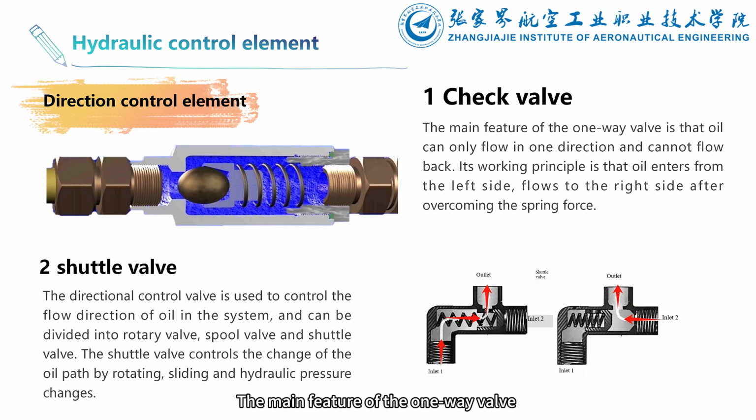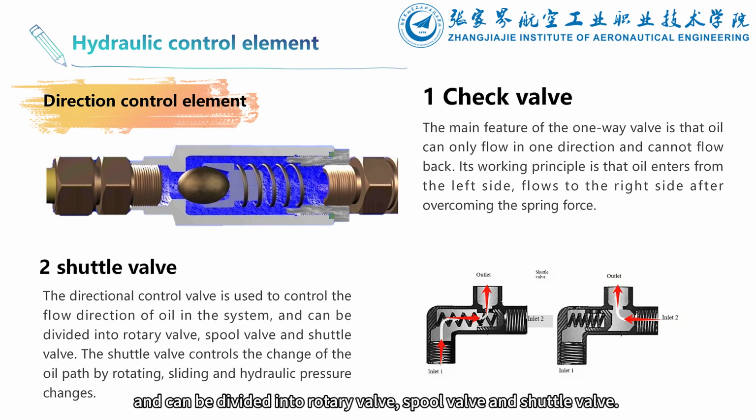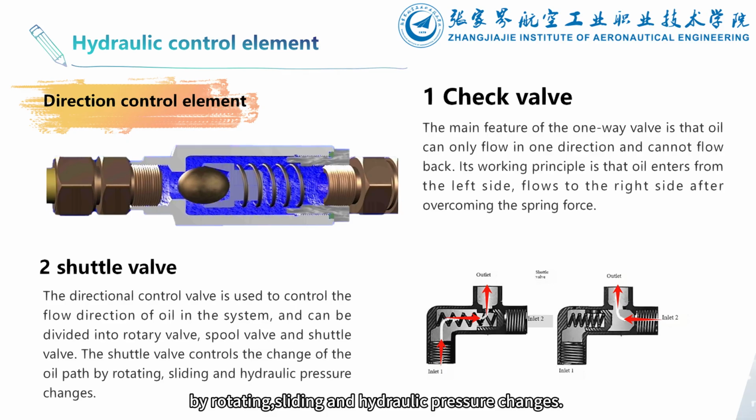The main feature of the one-way valve is that oil can only flow in one direction and cannot flow back. Its working principle is that oil enters from the left side, flows to the right side after overcoming the spring force. The directional control valve is used to control the flow direction of oil in the system and can be divided into rotary valve, spool valve, and shuttle valve. The shuttle valve controls the change of the oil passage by rotating, sliding, and hydraulic pressure changes.